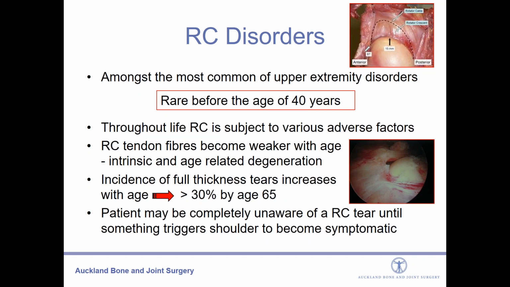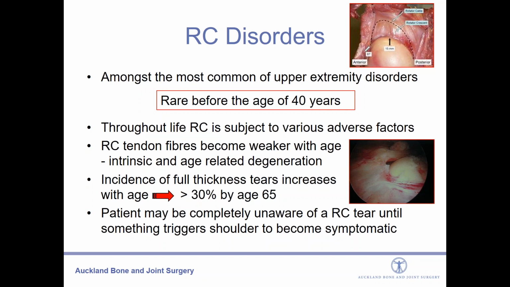Why do we see it with age? Well, we know that unfortunately our tendons do wear out everywhere as we get a bit older, as well as our shoulder being subject to a whole variety of adverse factors, micro injuries, macro injuries. So it's perhaps not surprising that as each decade progresses, the incidence of rotator cuff pathology and indeed full thickness rotator cuff tears does increase. Reports are variable, but probably my figure is 30% by age of 65 will have a full thickness tear.